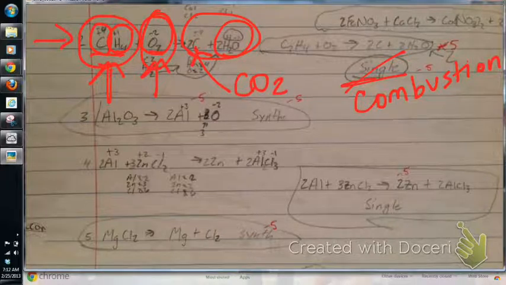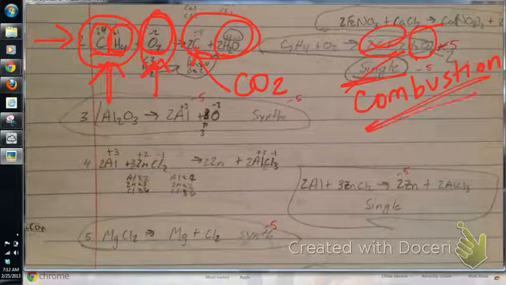And if you don't get the products right, of course you're not going to get the balancing right either, because you don't have the right elements on this side. So this is a combustion reaction. Please remember, anytime you have a hydrocarbon and an oxygen, what you have is a combustion reaction, and the products are always CO2 and H2O. Okay?